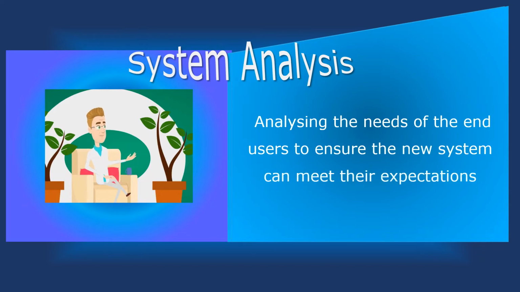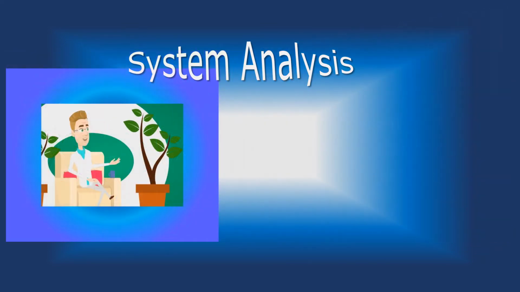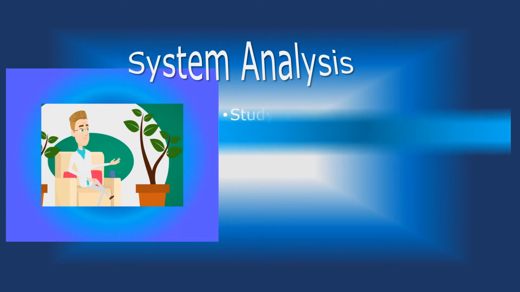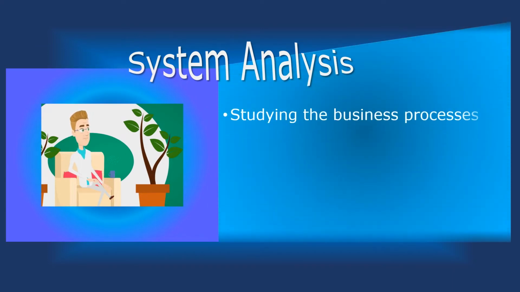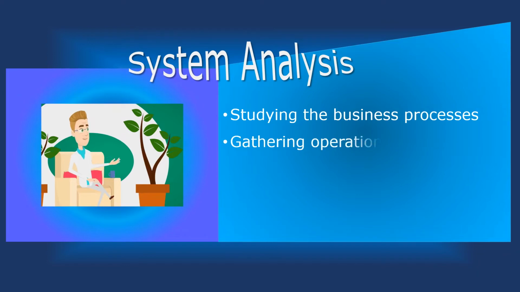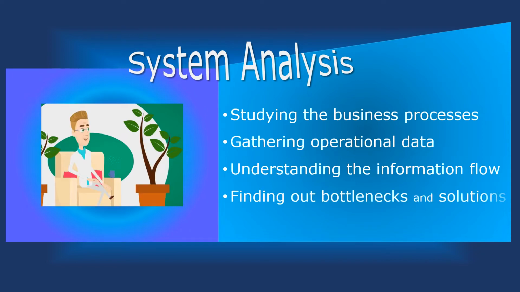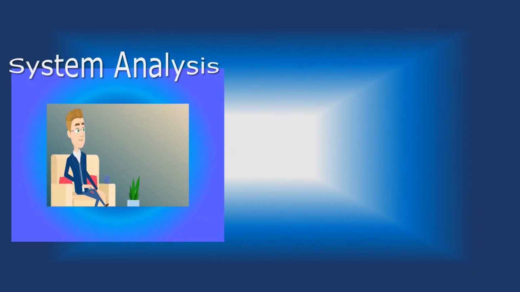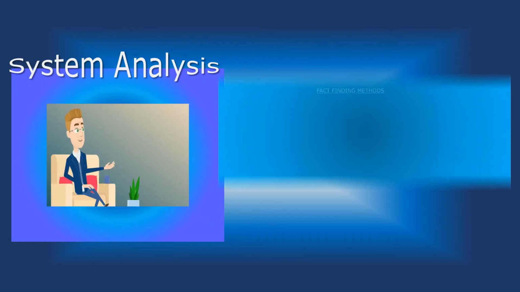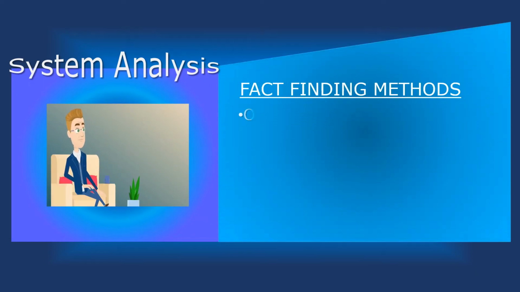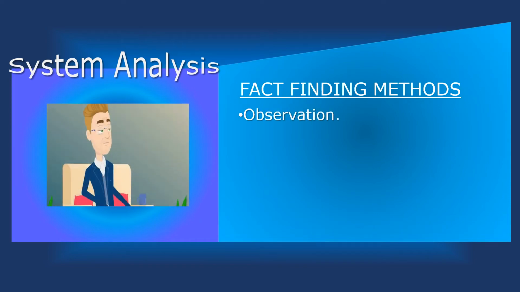This involves studying the business processes, gathering operational data, understanding the information flow, and finding out bottlenecks and solutions. In this stage, the analyst uses different methods for fact-finding, such as observation, interviews, questionnaires, and examining system documents.